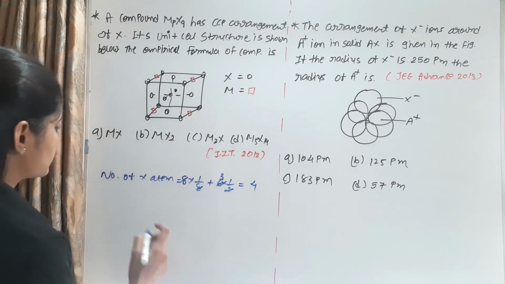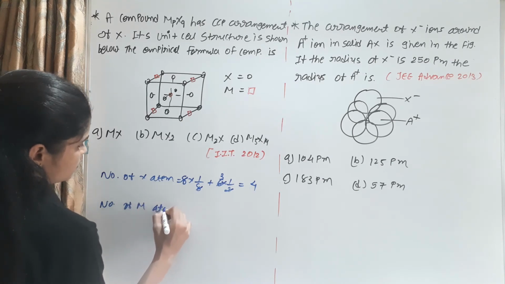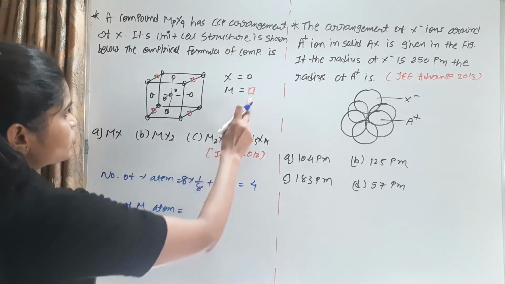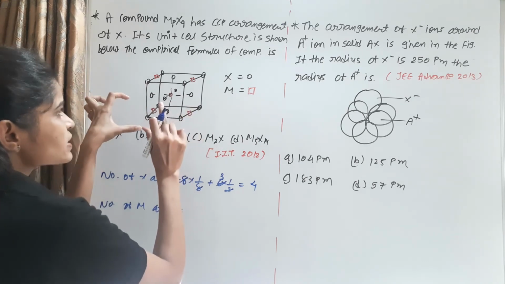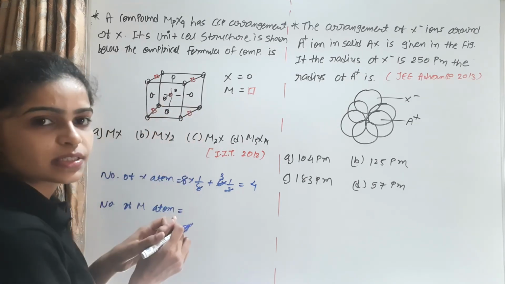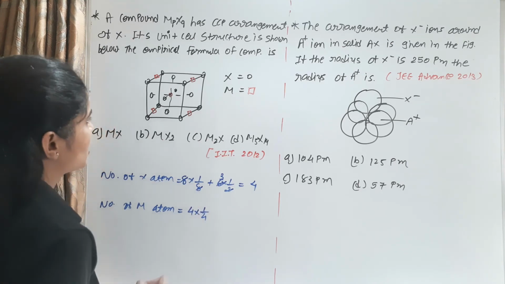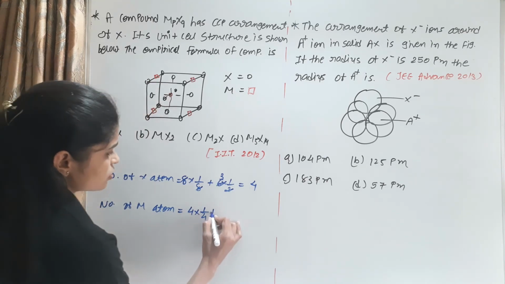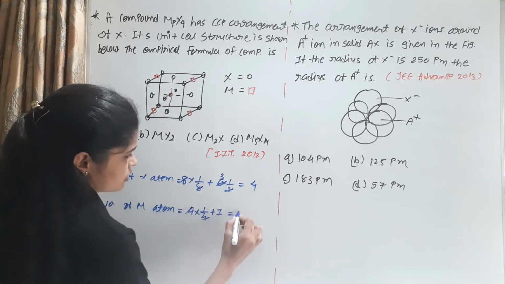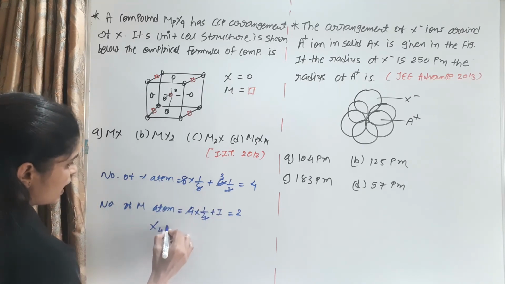Then consider the Y. So the number of M atoms: the squares, 1, 2, 3, 4. 4 squares are present on the edges of the unit cell, and their contribution is 1 by 4. And 1 sphere is present at the body center, so this 1 is equal to 2. That gives X4 M2.